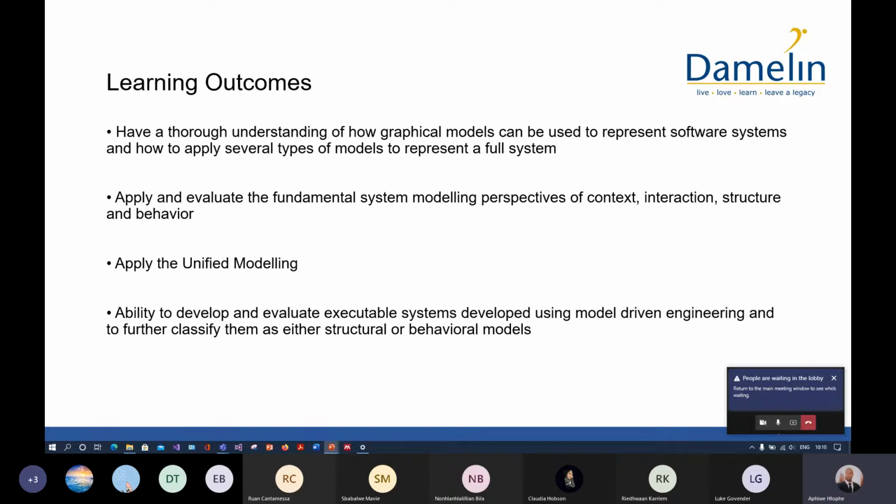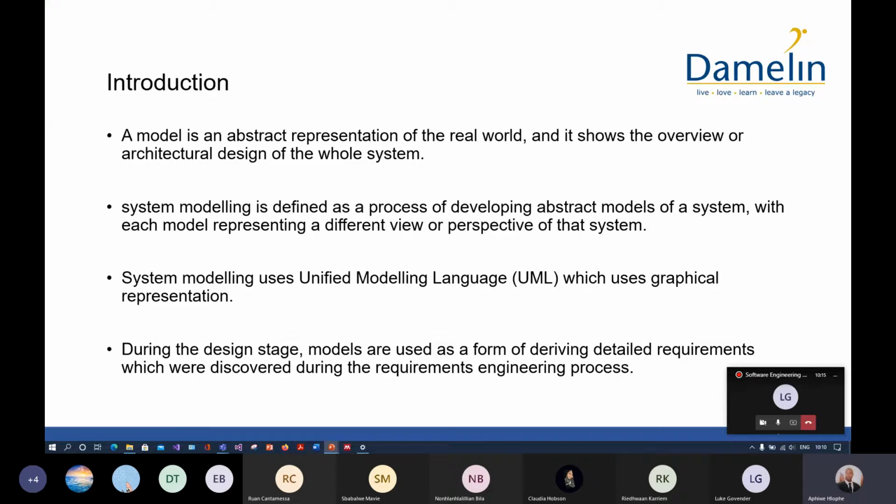Ability to develop and evaluate executable systems developed using model-driven engineering, and to further classify them as either structural or behavioral models. So let me just take you through an introduction. You should be asking yourself this question. The topic is system modeling.